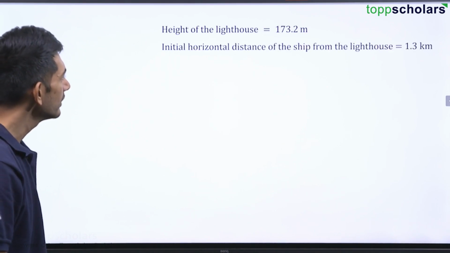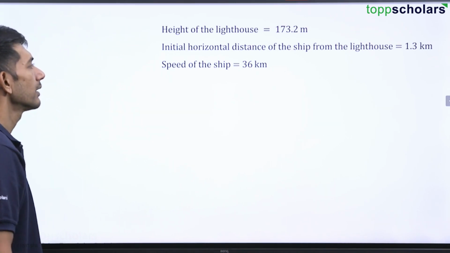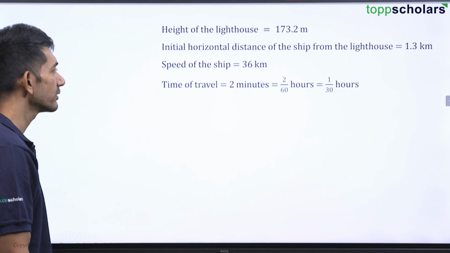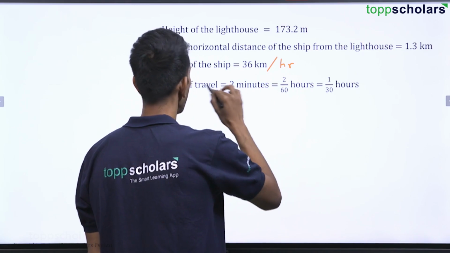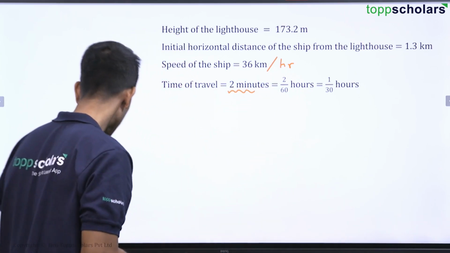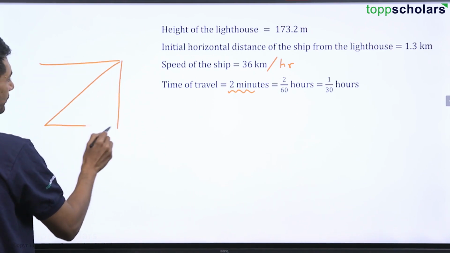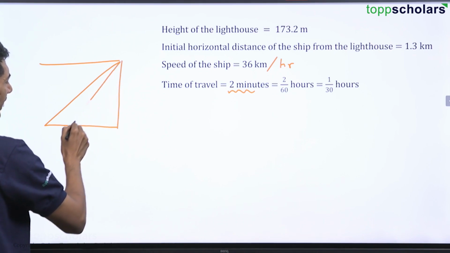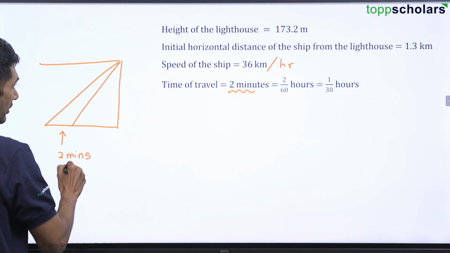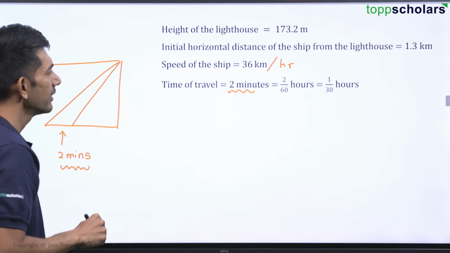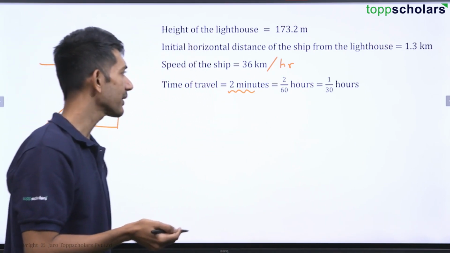Height of the lighthouse is given. The initial horizontal distance is also given, 1.3 kilometers. The speed is given, right? The speed is 36 kilometers per hour. This is per hour given. And the time of travel from one point to another: it was like this lighthouse, initial angle of depression, and then after 2 minutes, this journey is 2 minutes, right? The speed is given. Time of travel, we need to convert that into hours. 2 minutes is 2 by 60 hours, that is 1 by 30 hours.